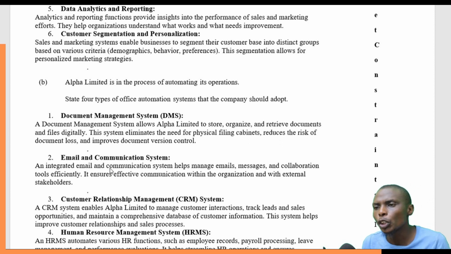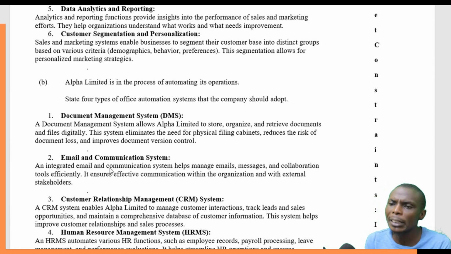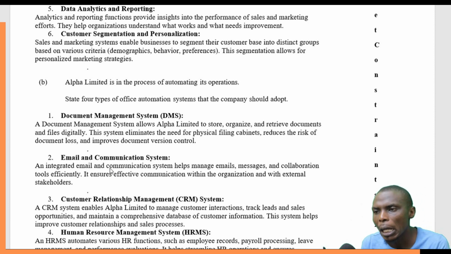The first one will be a document management system, what we call DMS. A document management system will allow this company to store, organize, and retrieve documents and files digitally, without storing or processing them manually. This system will eliminate the need for physical filing cabinets, reduce the risk of document loss, and improve document version control. So it is very important for this company to consider document management system automation.